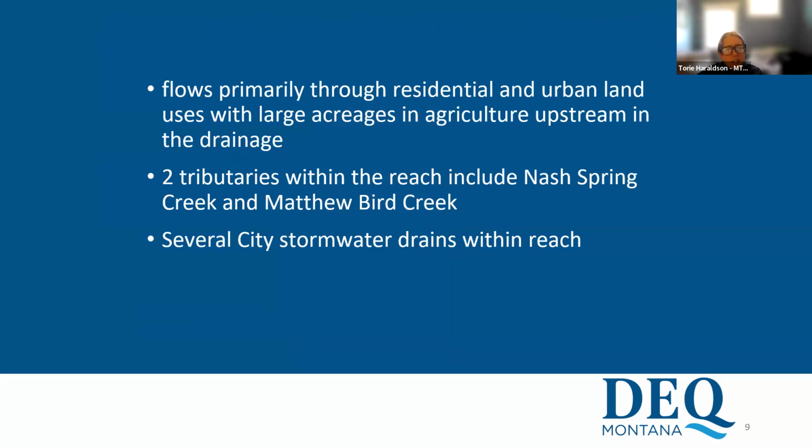So when looking to inform placement of sites, things like this were considered. The stream reach of interest flows through residential and urban uses. Upstream of that reach are some large acreage agricultural land uses. There are two main tributaries within that reach, Nash Spring Creek and Matthew Bird Creek. And then there are several city stormwater drains within that reach.